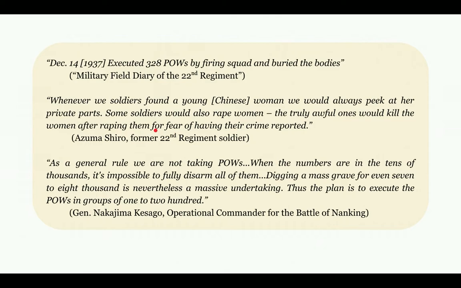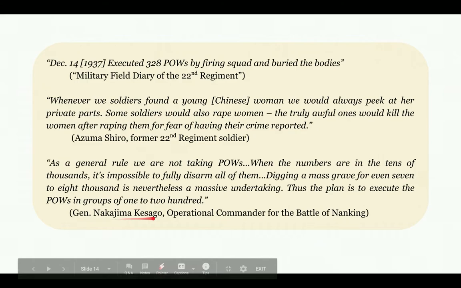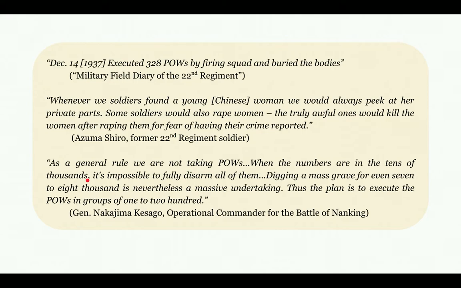And perhaps most damningly, General Nakajima Keisago, the operational commander for the Battle of Nanking, wrote, "As a general rule, we are not taking POWs. When the numbers are in the tens of thousands, it's impossible to fully disarm all of them. Digging a mass grave for even 7,000 to 8,000 is nevertheless a massive undertaking. Thus, the plan is to execute the POWs in groups of 100 or 200." So again, as you can see here, people were rounded up, labeled POWs, and then the POWs were executed in groups of hundreds. So this is how this basically played out.